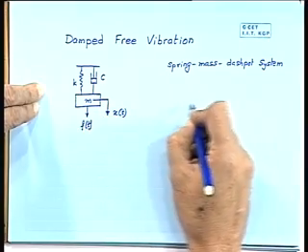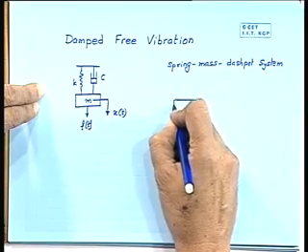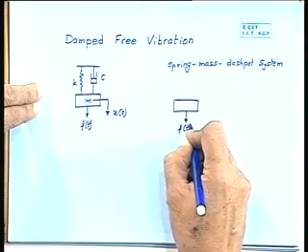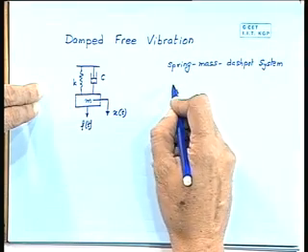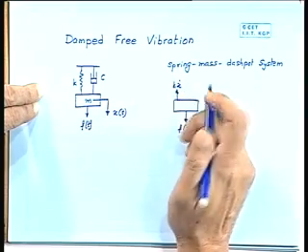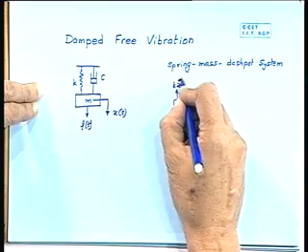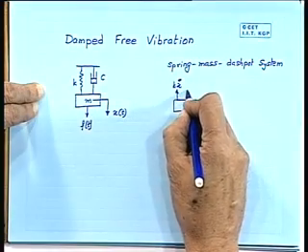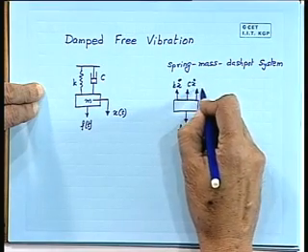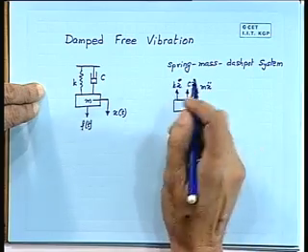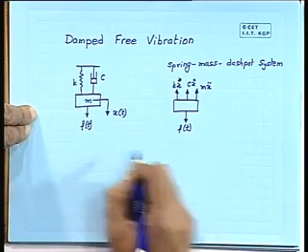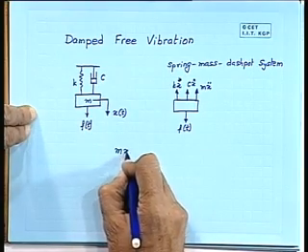So if we draw the free body diagram of this system, this is f of t, the spring force which is pulling it up is, sorry, kx. There is no eraser here. The damping force Cx dot and the inertia force Mx double dot. So, the equation of motion we can write now.